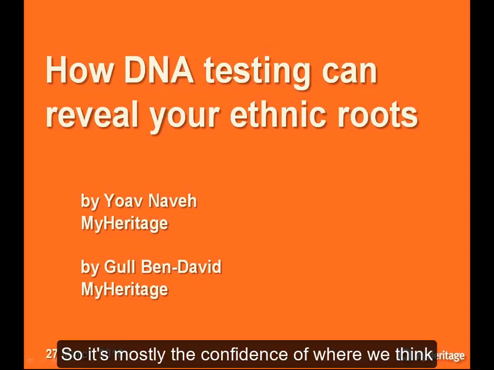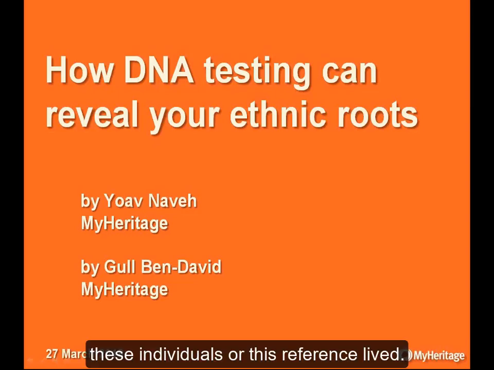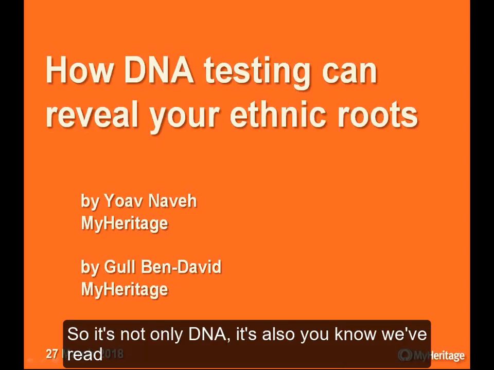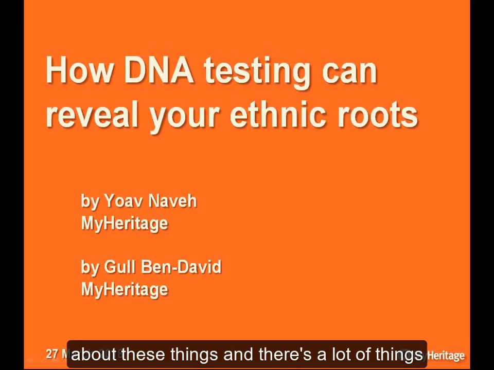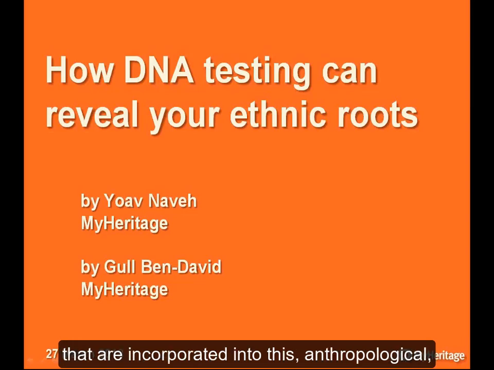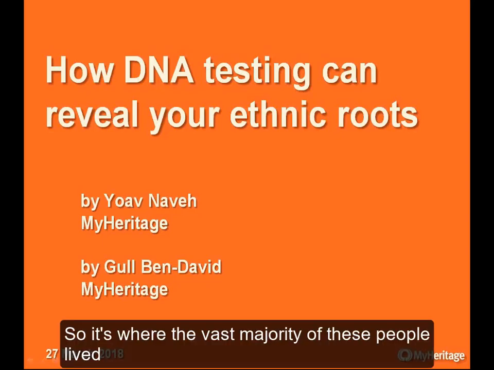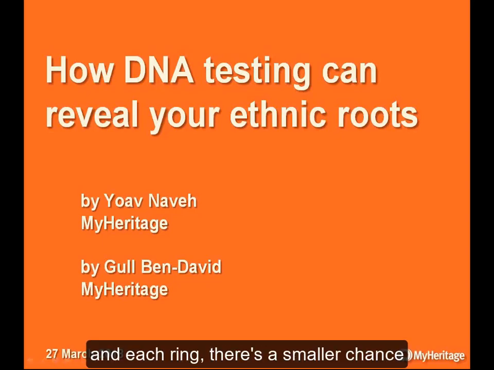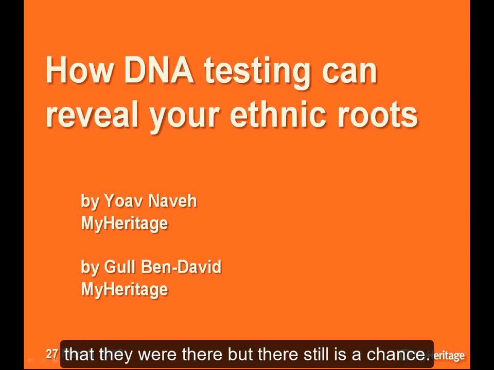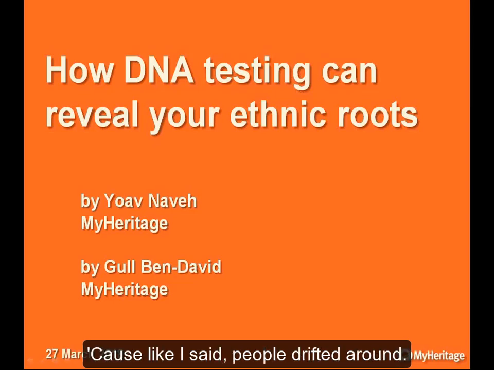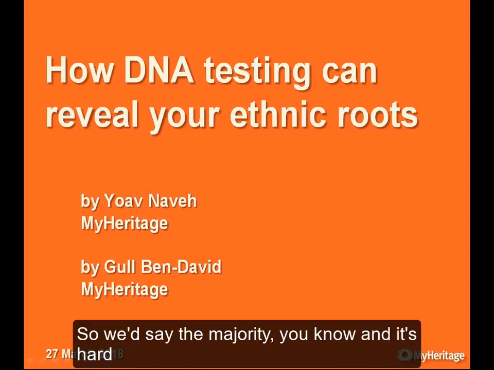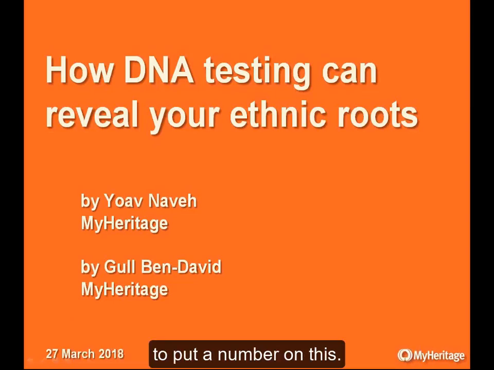So it's mostly the confidence of where we think these individuals or this reference lived. So it's not only DNA; we also read about these things, and there's a lot incorporated into this: anthropological, historical, geographical. So it's where the vast majority of these people lived, and with each ring there's a smaller chance that they were there, but there still is a chance, because, like I said, people drifted around, people moved around.